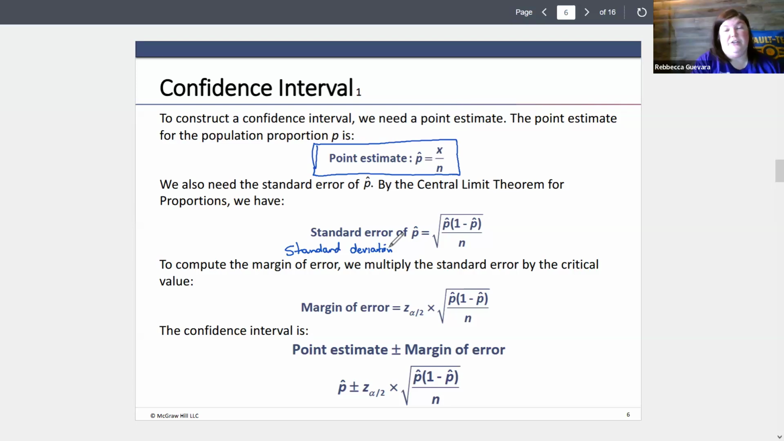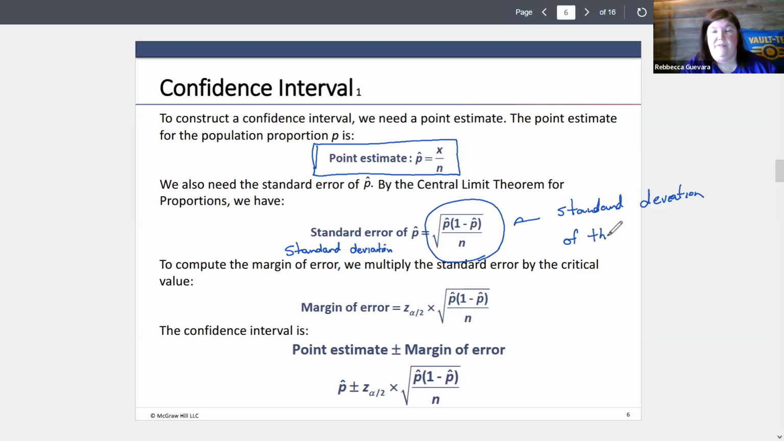So we need the standard error of P hat by the central limit theorem for proportions. When we did this back in chapter 7, what we found was that the standard error, the standard deviation, was going to be the square root of your population proportion times 1 minus the population proportion, divided by n. Like I said, this is the standard deviation of your sample proportions.